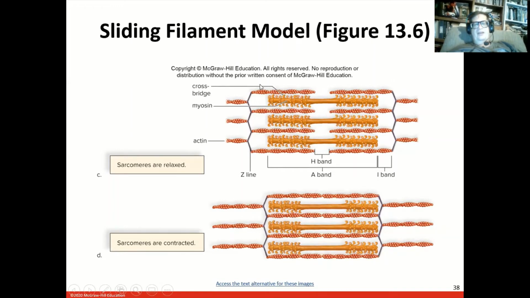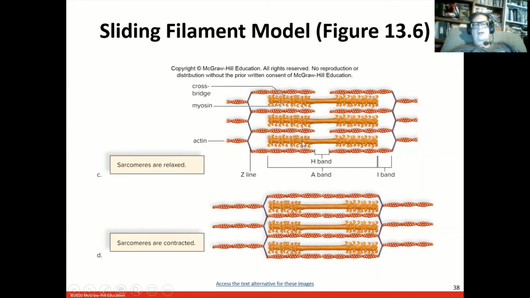And then you have this light area because you got less stuff. You got nothing but actin, and that's what we call an I band. Now, the opposite of that would be an H band, where you have nothing but myosin.